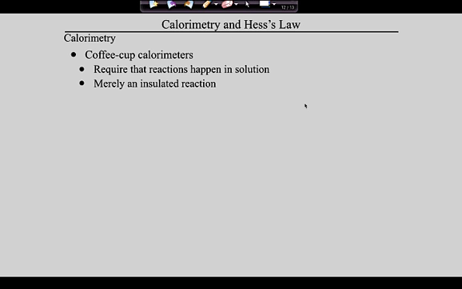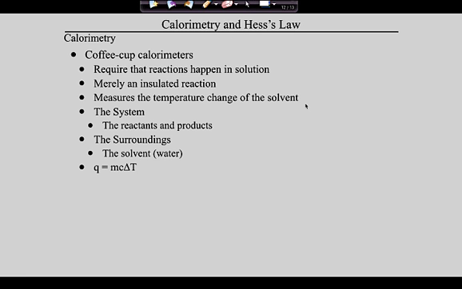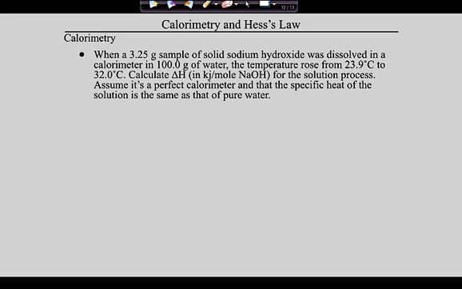So guys, let's try this. You already know all of this stuff. This is everything that's on your slide. There's the equation. We know system and surroundings. We've got all of that. Now let's try this. We're going to solve this together to wrap up the day. It says when a 3.25 gram sample of sodium hydroxide was dissolved in a calorimeter with 100 grams of water, the temperature did this. Calculate delta H for the process. Assume that it's a perfect calorimeter and that the specific heat of the solution is the same as that of pure water.